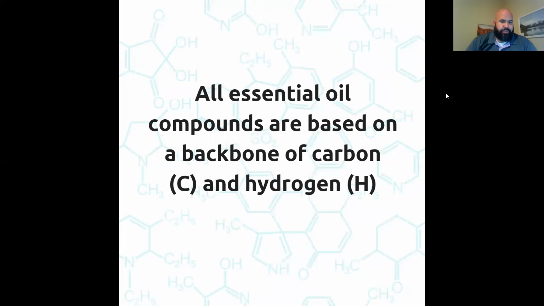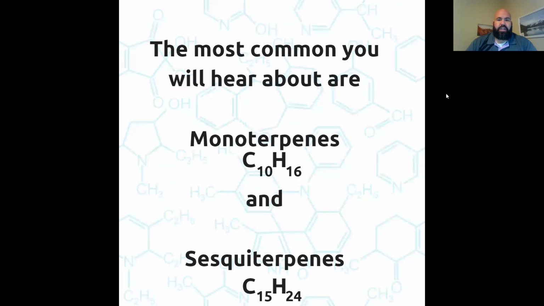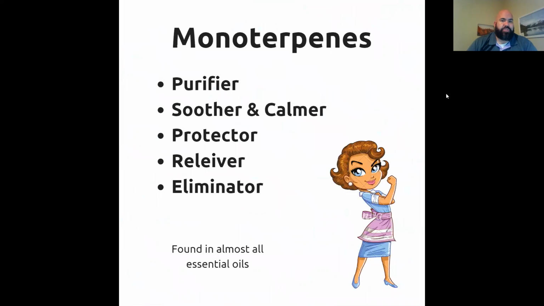And so I want to talk a little bit about that structure on a very basic level. Basically, all essential oil compounds are based on the backbone of carbon and hydrogen, right? There are two groups that break it down: if it's got 10 carbons in it, then it's a monoterpene. If it's got 15 carbons in it, it's going to be a sesquiterpene. So what does that mean? What are monoterpenes? What are sesquiterpenes?